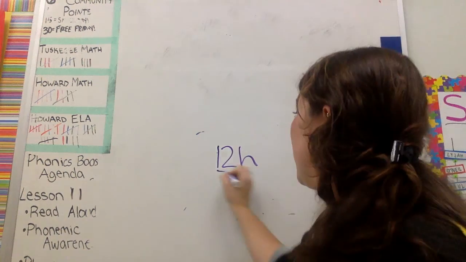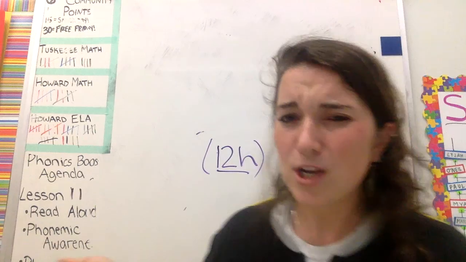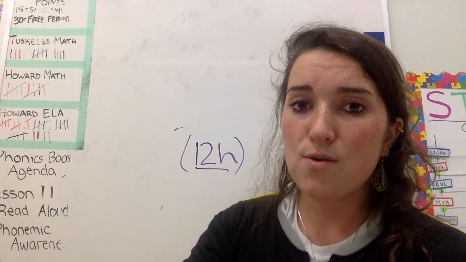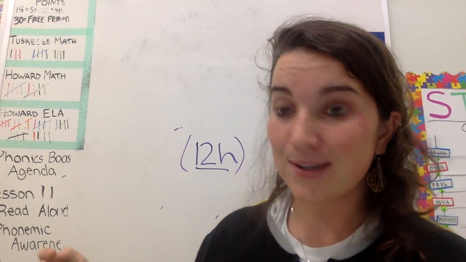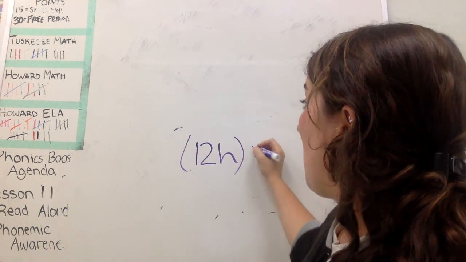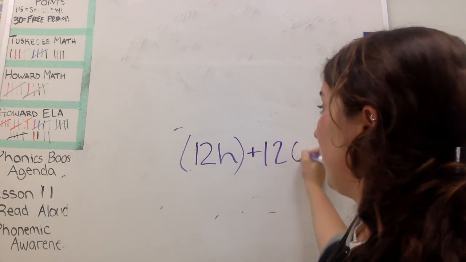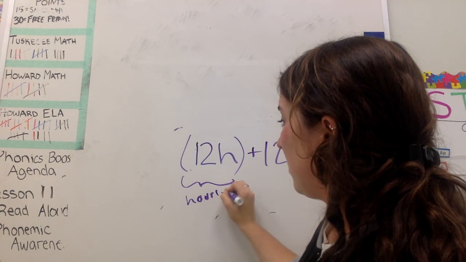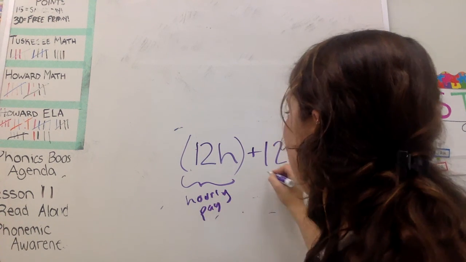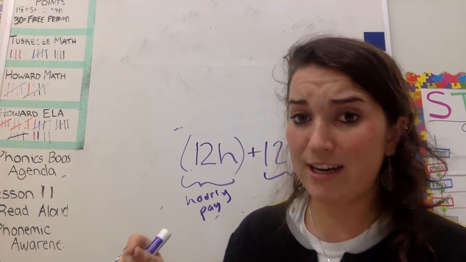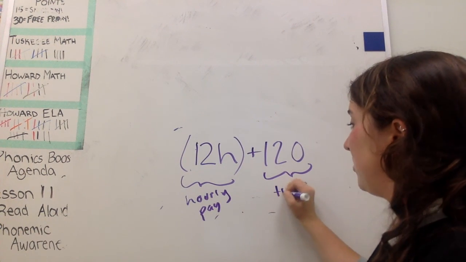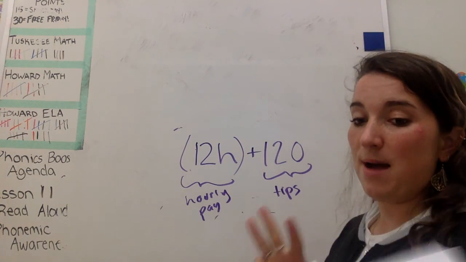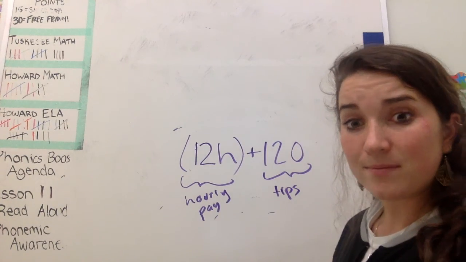But in addition, this is just her hourly pay, right? Everybody who works gets an hourly pay. In addition to that, she also earns $120 in tips. So she earns 12H plus 120. So this is her hourly pay, and this is her tips. So I need to add those two together to figure out how much she earns in total. Copy that down. I want to go over 3 problems with you guys, so let's breeze through these.